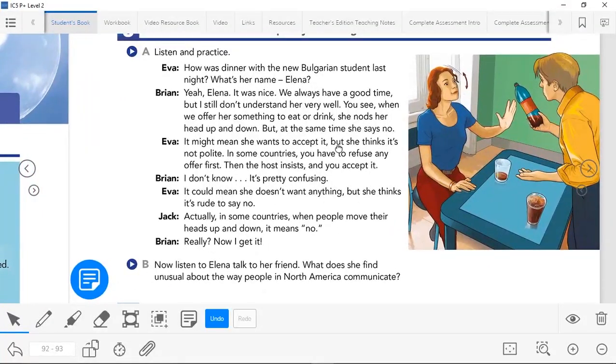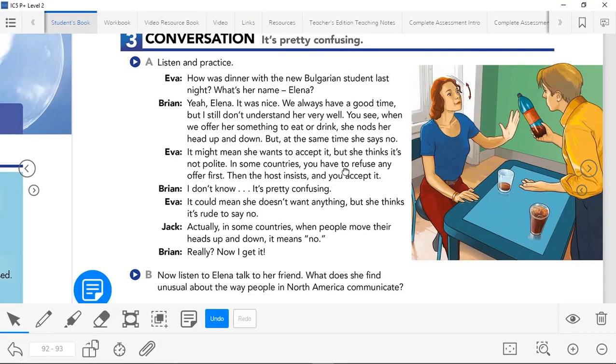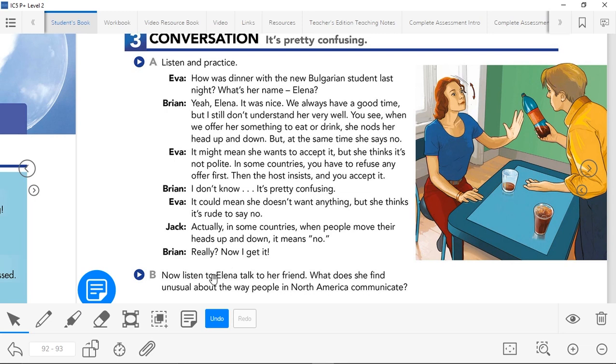It's pretty confusing. Interesting. It's going to be related to what we're going to be talking in the grammar today. So let's listen closely. We're going to listen to part A and B, and after part B, we're going to answer the question, what does she find unusual about the way people in North America communicate? Okay? So let's listen.